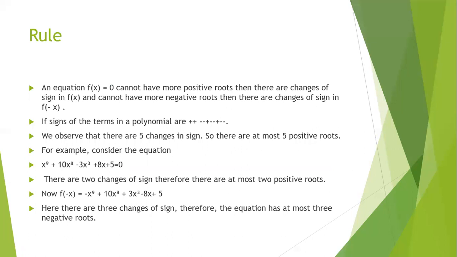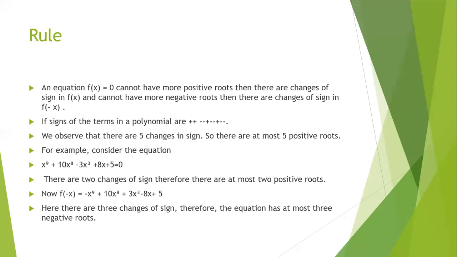In that theorem we find the maximum number of positive roots and the maximum number of negative roots by observation only. To find the maximum number of positive roots, check the number of sign changes in f of x, and to find the maximum number of negative roots, check the number of sign changes in f of minus x.